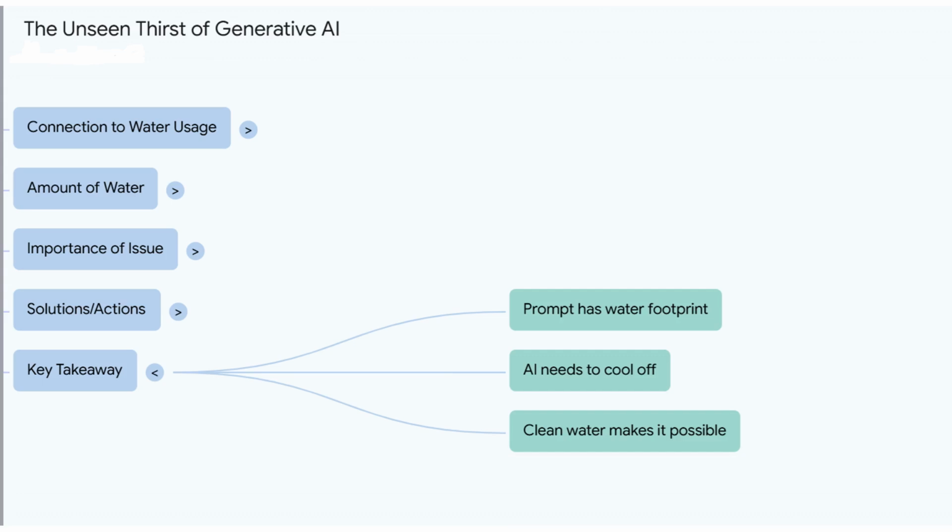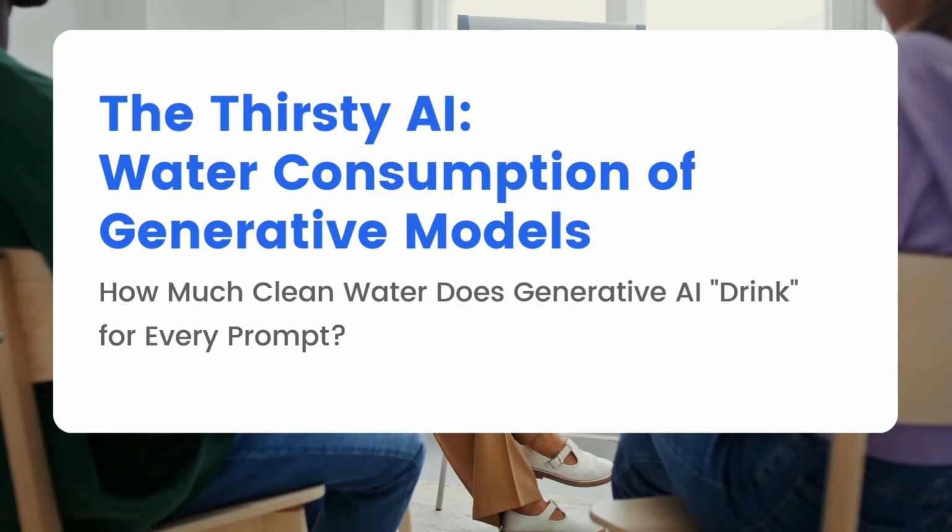And it raises a really important question for the whole industry. Should these AI companies be required to tell us exactly how much water they're using? Should that transparency be mandatory?